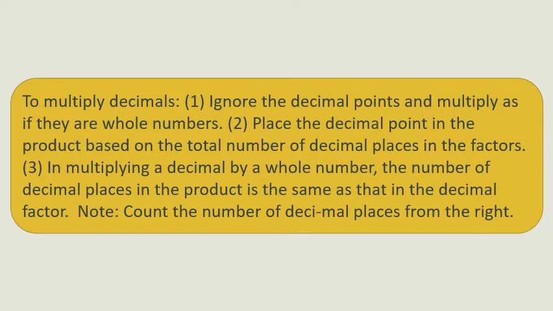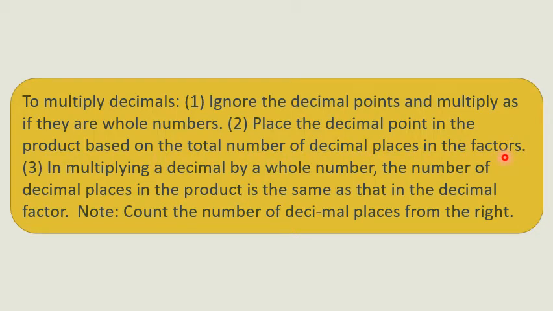To multiply decimals, ito po yung ating mga rules pag nagmo-multiply tayo ng decimals. First, ignore the decimal points and multiply as if they are whole numbers. Ibig sabihin, babaliwalain muna natin yung decimal point, huwag muna natin siya pansinin. Mag-multiply lang tayo na para tayo nagmo-multiply ng whole number. Then place the decimal point in the product based on the total number of decimal places in the factors.